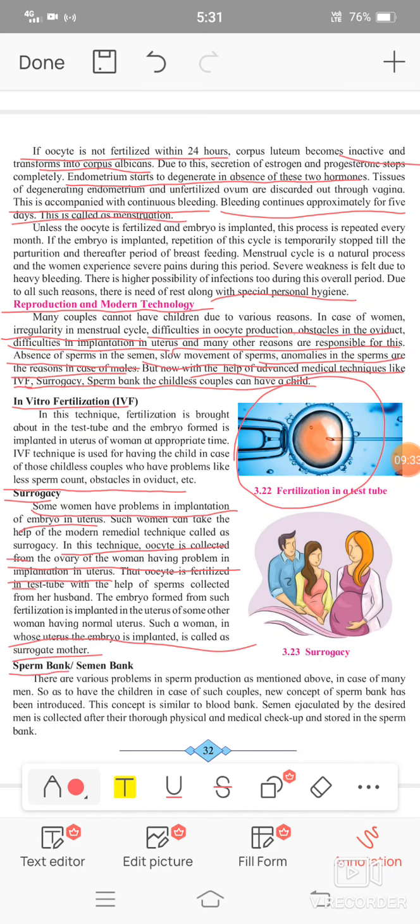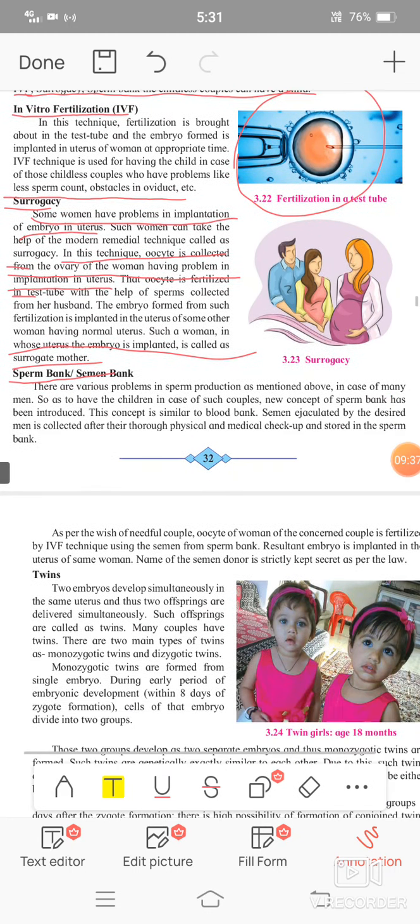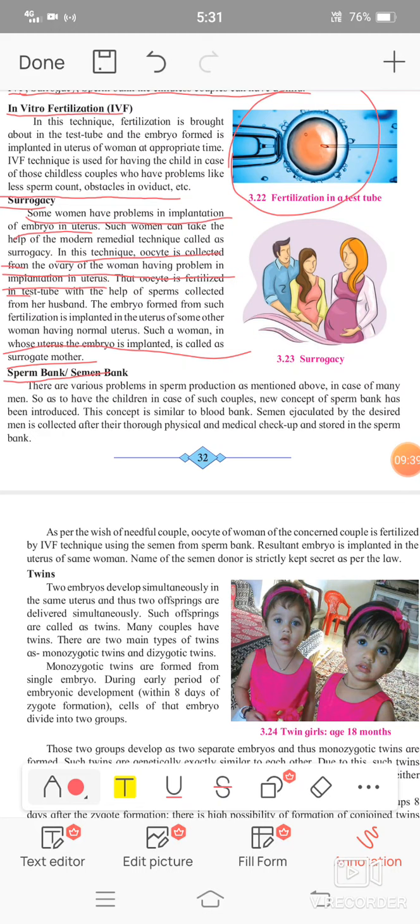Third आहे sperm bank. This sperm bank is especially for the problems which are coming in the male. There are various problems in sperm production mentioned above in the case of many men, and that is solved with the help of a new technique, that is a sperm bank or semen bank.